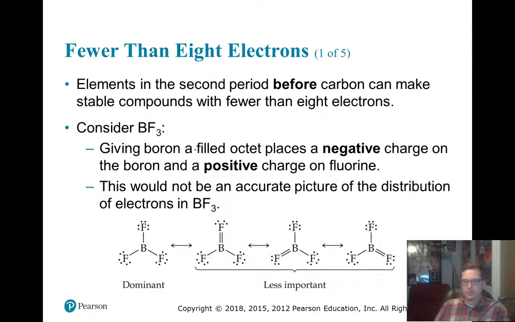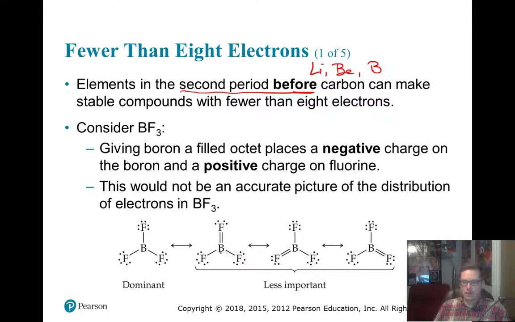If you have fewer than 8 electrons, this is going to happen primarily in the second period before carbon. So essentially this nails you down to lithium, beryllium, and boron. These are your big culprits of having fewer than 8 electrons. So BF3: if you're going to draw the Lewis dot structure for BF3, you might have any of these 4 things. These are all resonance structures of BF3.